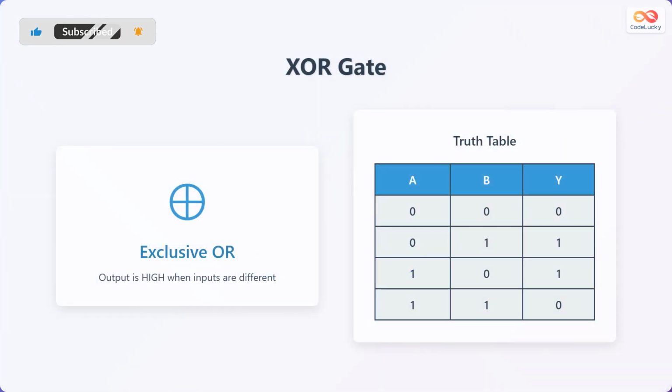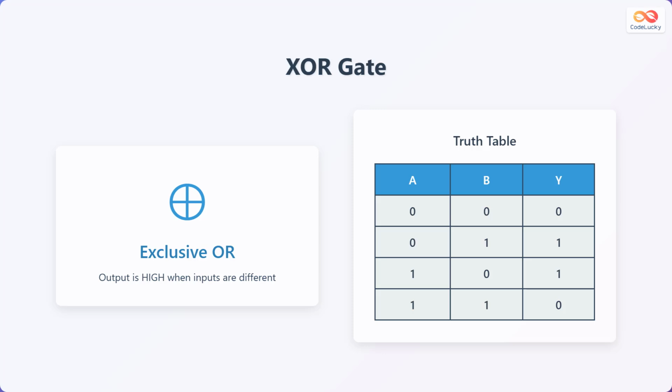Here is the XOR gate, also known as the exclusive OR gate. The symbol for the XOR gate is a plus sign inside a circle. The key characteristic of an XOR gate is that its output is high, or 1, only when its inputs are different. Let's examine the truth table to understand this better.